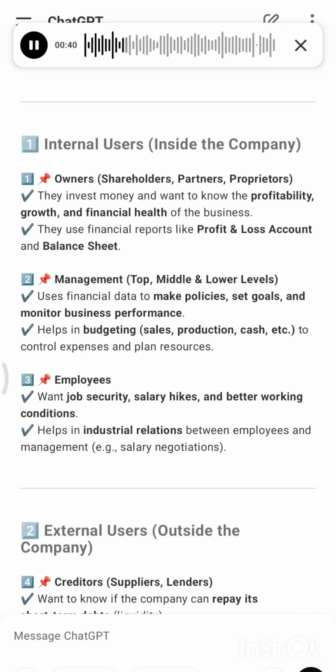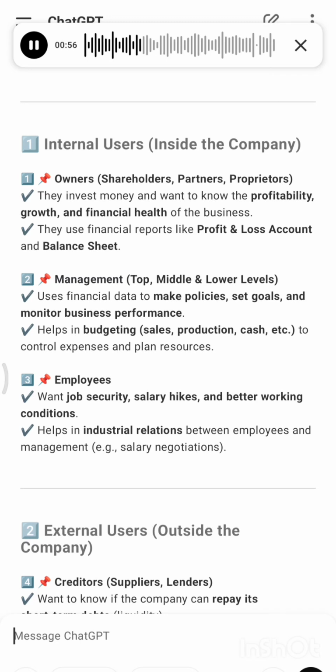2. Management, top, middle, and lower levels. Uses financial data to make policies, set goals, and monitor business performance. Helps in budgeting, sales, production, cash, etc., to control expenses and plan resources.